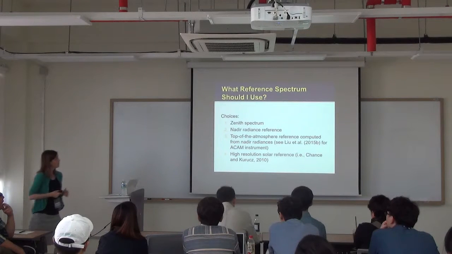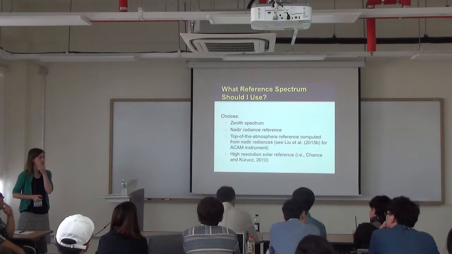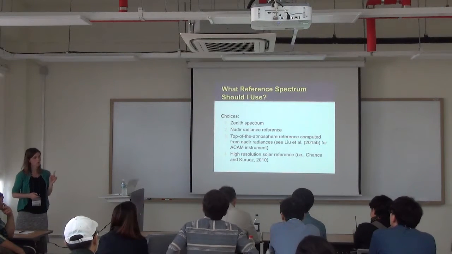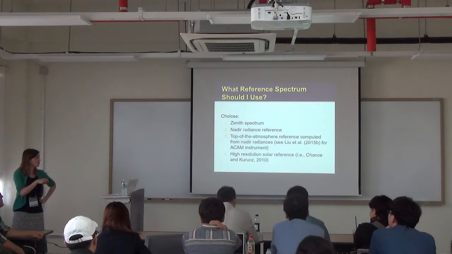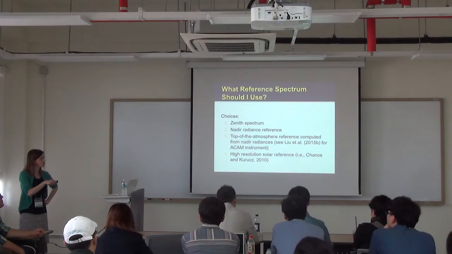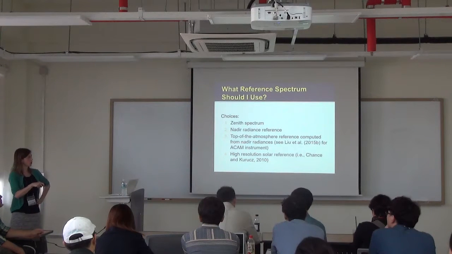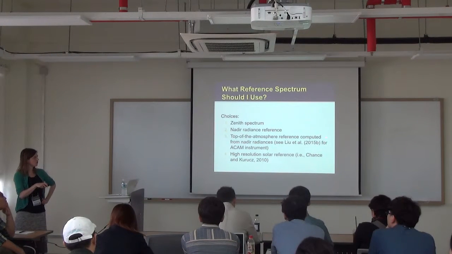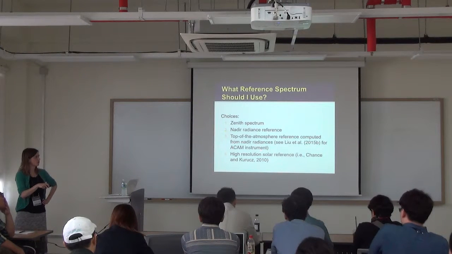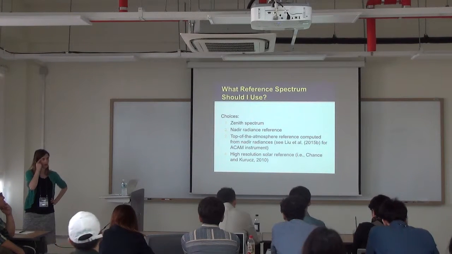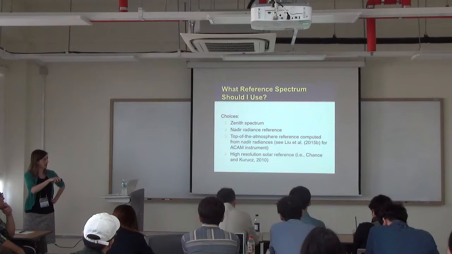Okay. So another question I've got from a lot of people who start to use the data is, what reference spectrum should I use? So there's a few choices, and this maybe isn't even exhaustive, but you can use the xenospectrum that we've looked at. You can use a nadir radiance reference, so you just take a clean area where you're looking down and derive a spectrum from that. You can do something more complicated, like a top of the atmosphere reference computed from nadir radiances. And this was done for the ACAM aircraft instrument, which was flown during Discover AQ in Maryland in 2011, and a postdoc from our group analyzed that data, and that reference again is at the end.